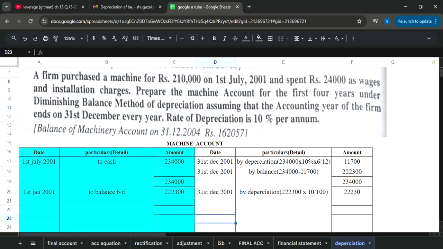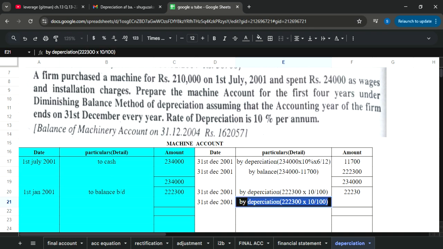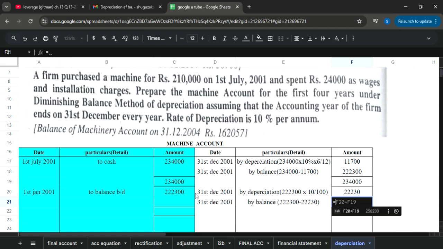Now it's time to write down our balance, and how will you calculate it? The easiest way, which I have mentioned earlier, is that you simply subtract the amount of depreciation from the value of asset. Value of asset was 2,22,300 and you will subtract the amount of depreciation, 22,230. In this way you have calculated your balance. How? This was your value of asset and you subtract the amount of depreciation, you will get your balance.